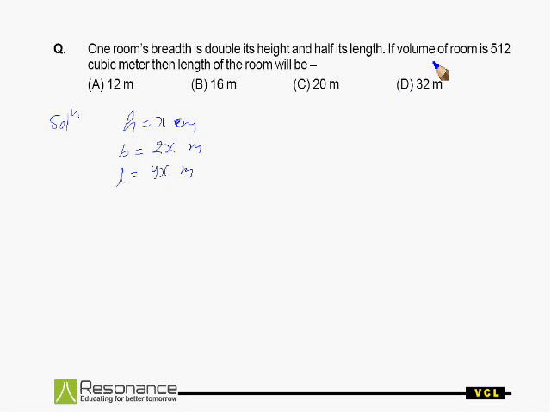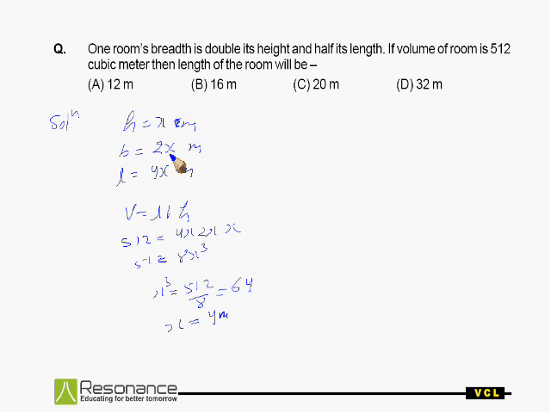So the volume is given as 512 cubic meter. We know that the volume of a cuboid is length into breadth into height, that is 512 is equal to length 4x, breadth 2x, and height x. We get 8x cube is equal to 512. So x cube is equal to 512 divided by 8, that is 64. And we know that 64 is the cube of 4. So the value of x is 4 meter.